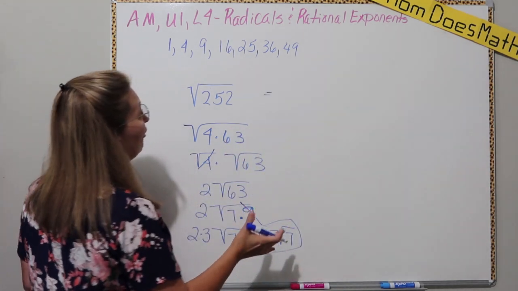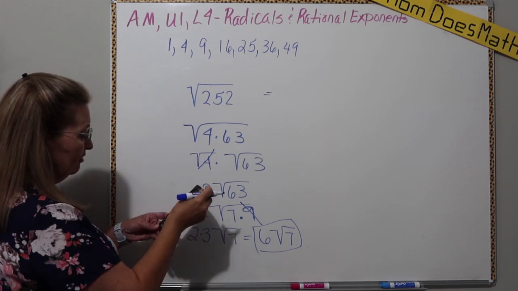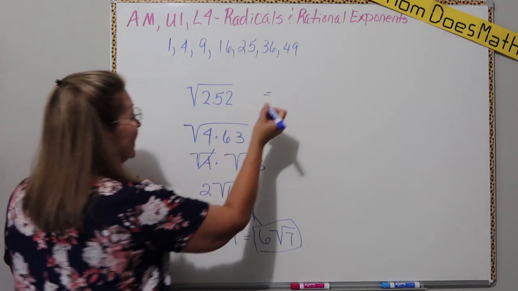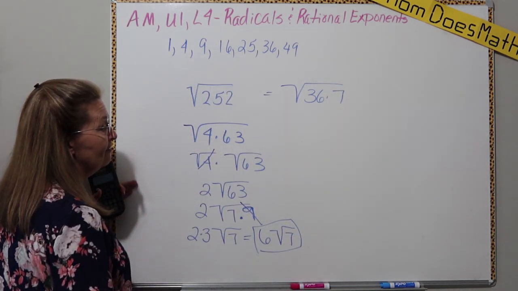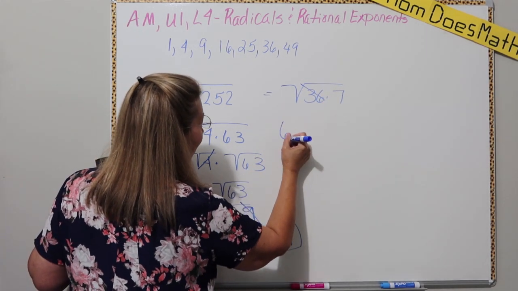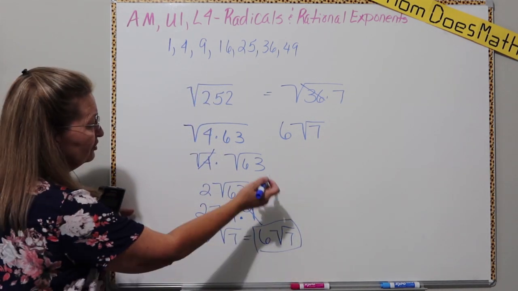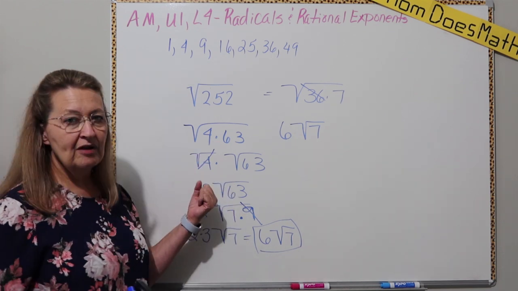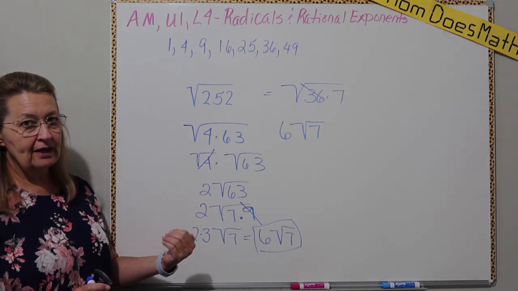If I had been smart, if I had started from the end and worked my way down, maybe I would have tried 36 first. I would have said 252 divided by 36 was 7. I could have started off with 36 times 7. What's the square root of 36? 6. So it gets to come outside of the radical and do 7. Okay? So you still get the same answer. Always check your radicand. Even if you factored something out, check it again to be sure that you have gotten the most out of it that you can.